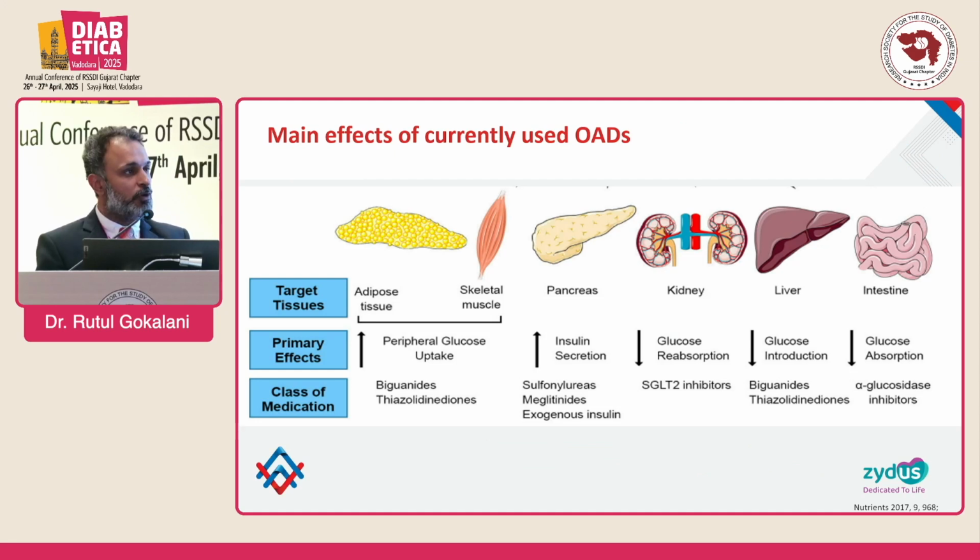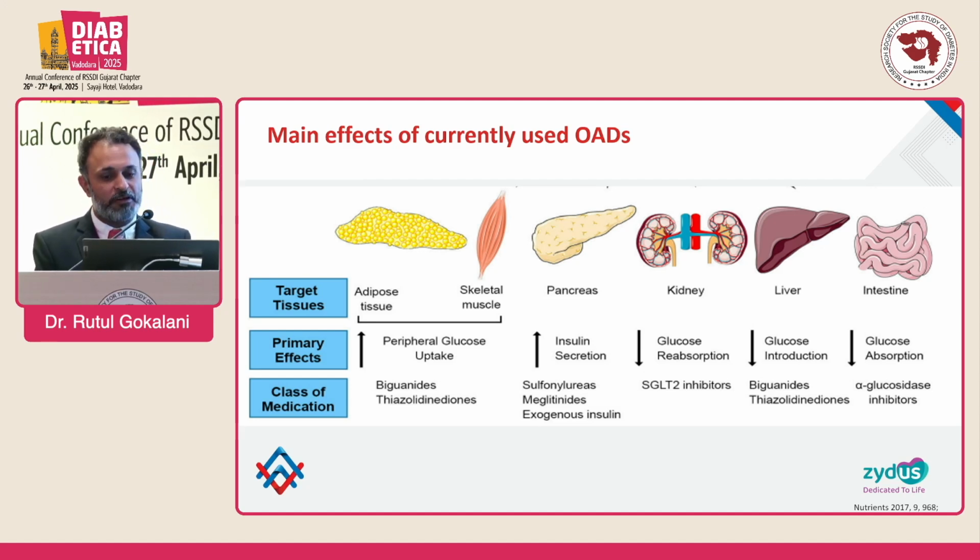So the main effects of oral antidiabetics, these are the common oral antidiabetics where there is no role of mitochondrial action or dysfunction. If you see biguanides or thiazolidinediones, that is pioglitazone, it works at adipose tissue and skeletal muscle level, and it increases peripheral glucose uptake. So glucose uptake is increased, or insulin resistance is reduced. Sulfonylurea, meglitinides, that is repaglinide, we mostly use in India, and exogenous insulin. These all increase insulin secretion, and work at pancreatic level.